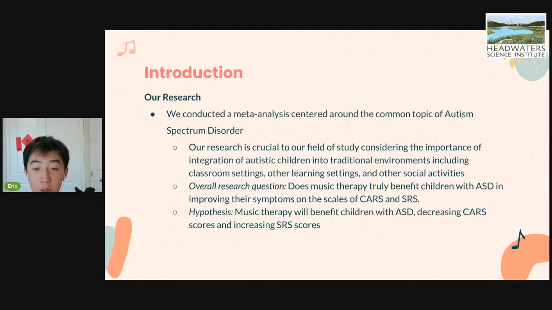And our overall research question is, does music therapy truly benefit children with ASD in improving their symptoms on the scales of CARS and SRS? And our hypothesis was music therapy will benefit children with ASD, decreasing CARS scores and increasing SRS scores.